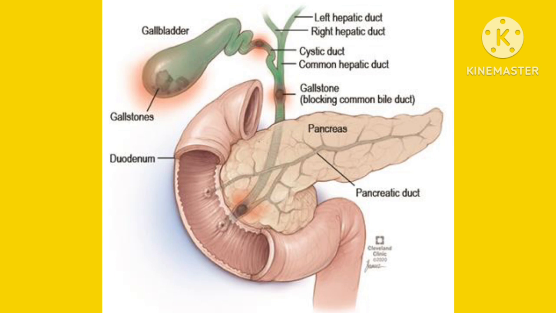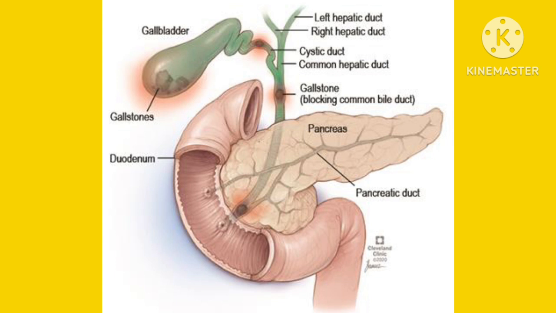If a calculus is present in any part of the biliary tree, there occurs proximal biliary dilatation and distal normal or distal narrowing. Let us see an example. If a calculus is present at the sphincter of Oddi, there will be dilatation of both the biliary tree and the pancreatic duct. If a calculus is present in the main pancreatic duct, the biliary tree will be normal and there will be dilatation of the pancreatic duct. If a calculus is present in the CBD, there will be dilatation of the common hepatic duct, cystic duct and intrahepatic biliary radicles.